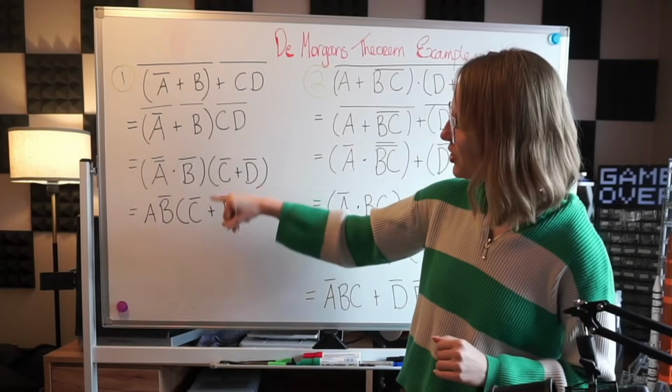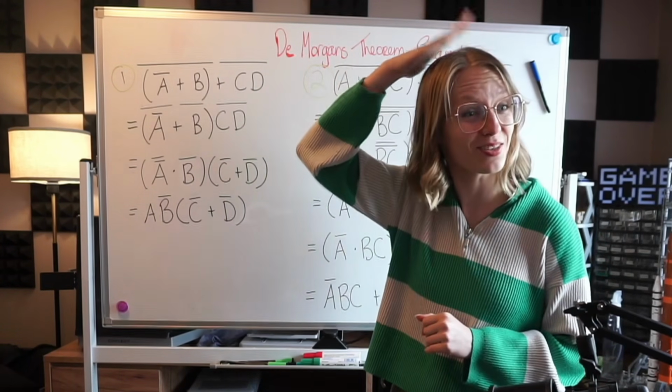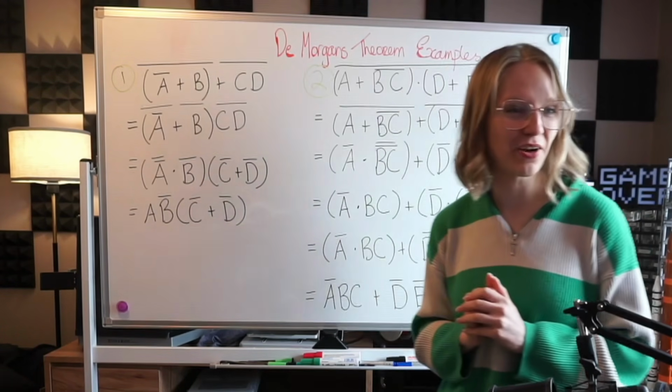Is there any more lines to chop? There isn't. All of the variables have their individual little hats on top of their heads, their complements. We just had to get rid of the double bar, and this is our final expression.